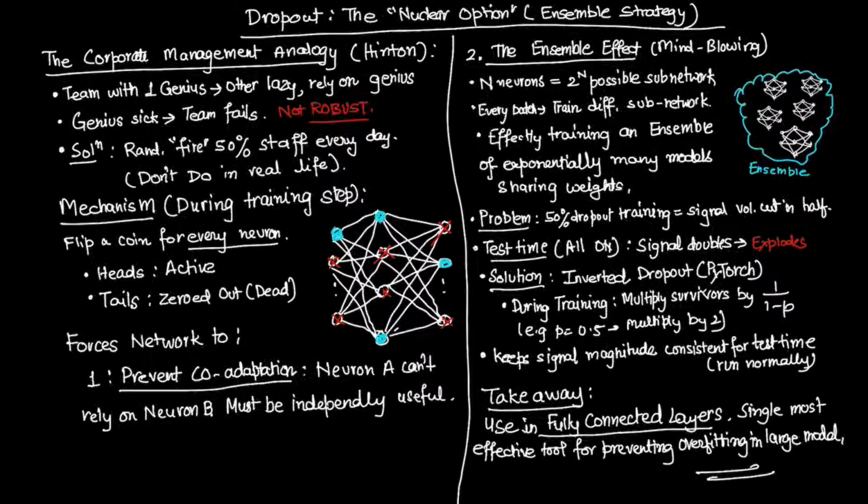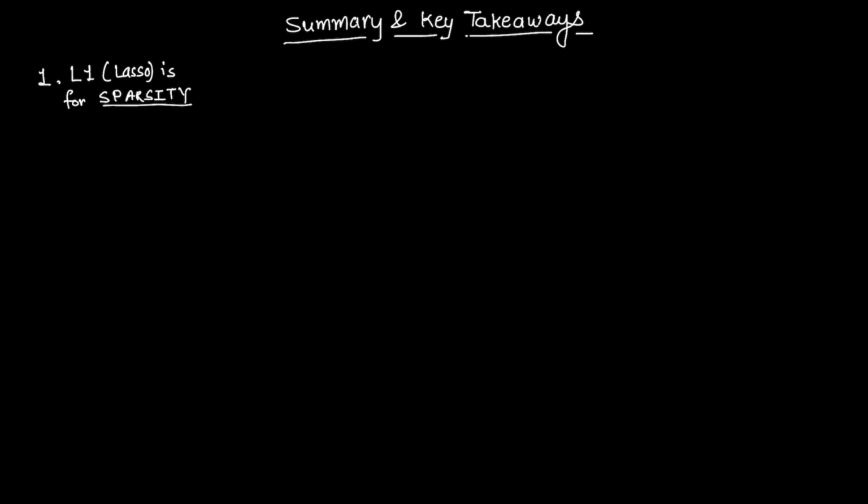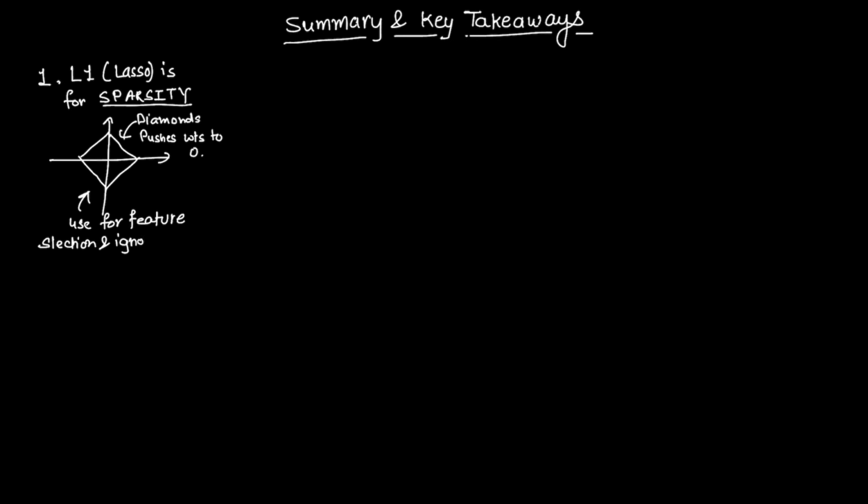So we have covered the mathematics of constraints, the geometry of high-dimensional spaces, and the specific quirks of modern optimizers. Let's condense this into your cheat sheet. First, L1 or Lasso regularization is for sparsity. It creates diamonds, it pushes weights to 0. Use it when you need to select features and ignore noise.